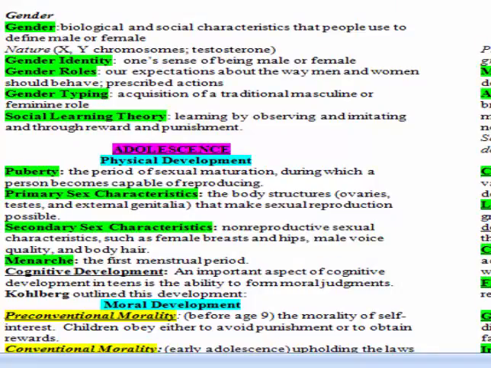Gender, we didn't really talk a lot about in class, you guys just read about, but obviously gender is a big part of our society and of our own self-concept. So just paying attention to some of these key words will be important as well. Gender identity is your sense of being male or female. Gender roles would be the expectations about the way that men and women should behave. So sort of like the actions that society says are okay for men and women. Gender typing is how we acquire traditional masculine or feminine roles. And then social learning theory says that we learn by observing and imitating, and also through reward and punishment. So think about how that would influence all of these things. So your gender identity, your gender roles, and gender typing as well.